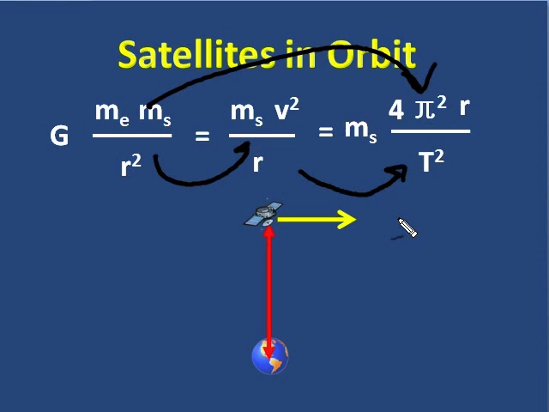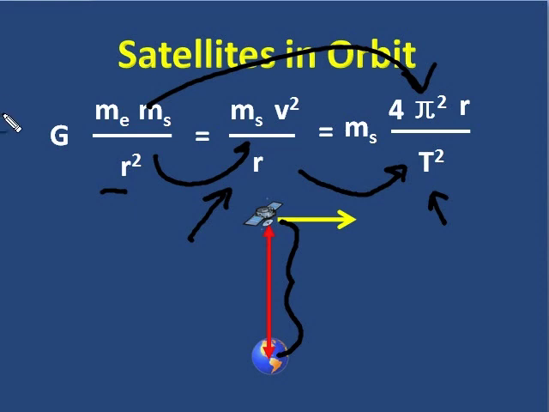Now, if the question asks or gives us the period, we will use the third formula here. If they give us or ask for the orbital speed, we'll use the second formula. Now, one thing that's very important to note: the r in these equations refers to the total distance between the centers.